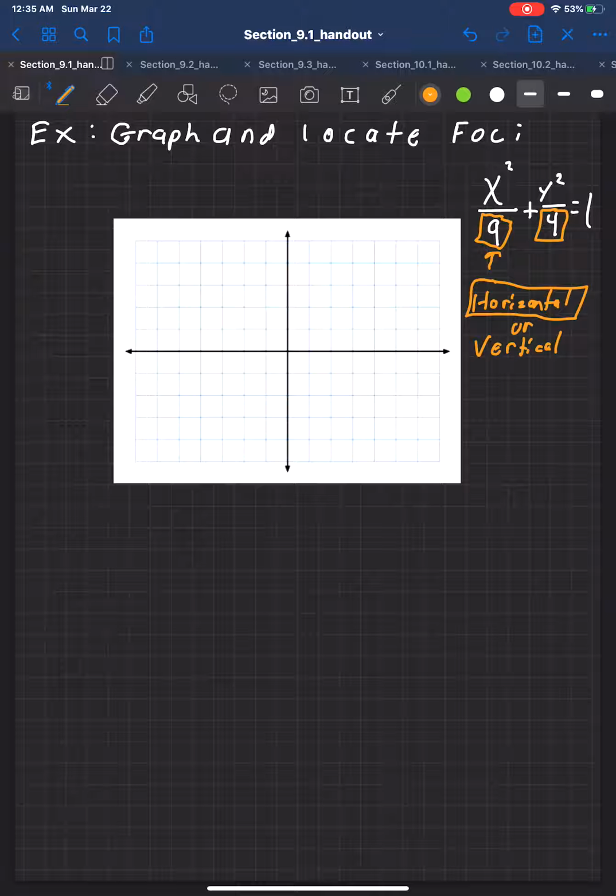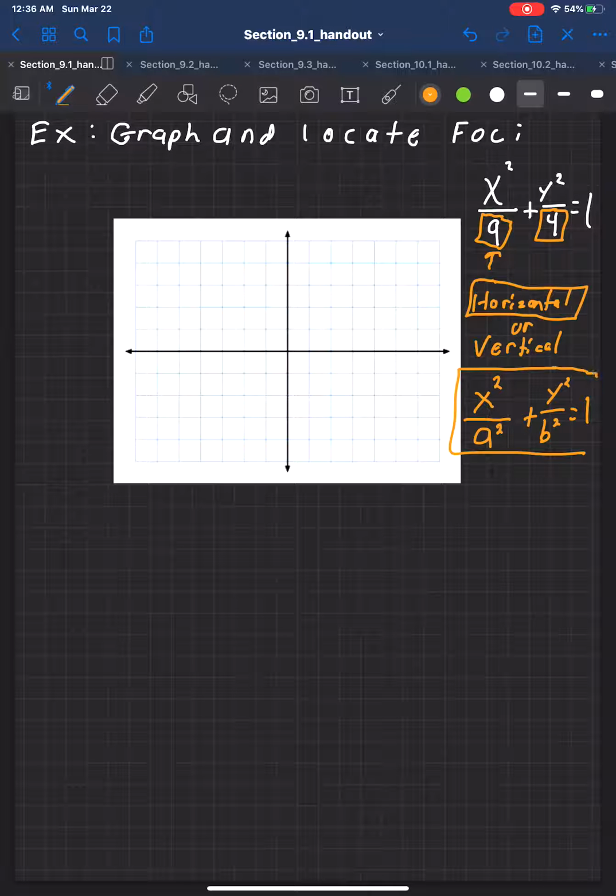All right, so let me go ahead and write, this is the equation, right? X squared over a squared plus y squared over b squared is equal to 1, right? This is the equation for a horizontal ellipse that's centered at the origin. And this is centered at the origin. All right. So what are you going to need to do to graph? We're going to need to graph the ellipse.